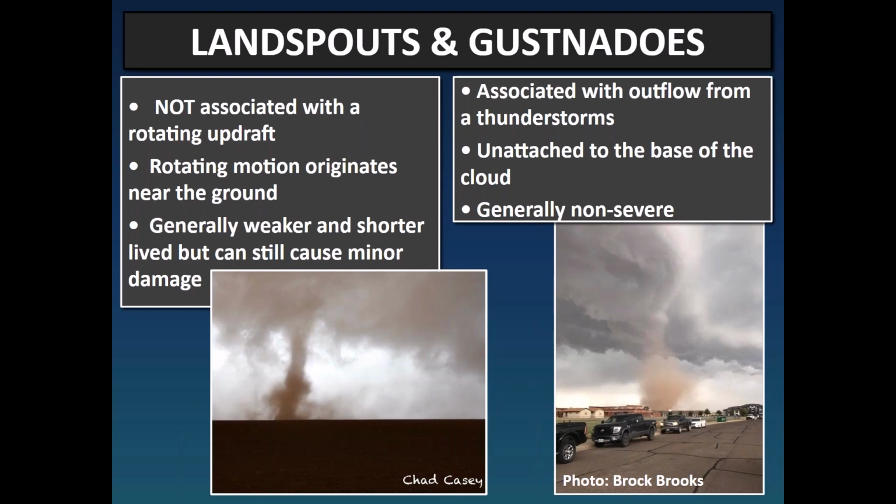A more common sight will actually be gustnadoes, which is on the right. They're associated with the outflow, so the cold air rushing out away from the storm, and they're unattached from the base of the cloud, and they're generally non-severe. Think of them basically as little dust swirls that can easily form in the wind when you get strong winds. A very similar feature is gustnadoes.